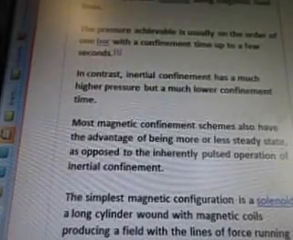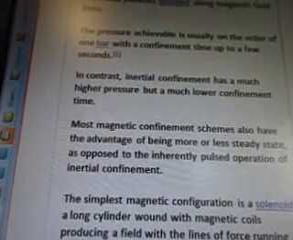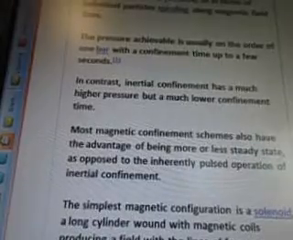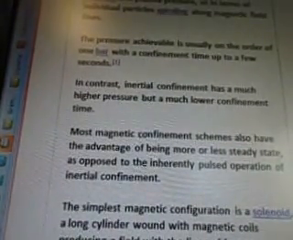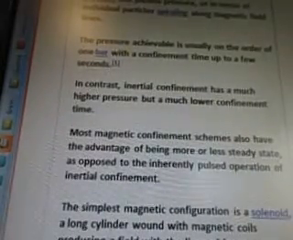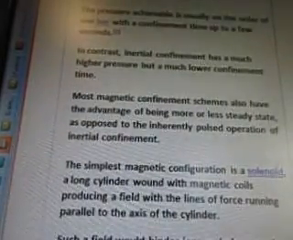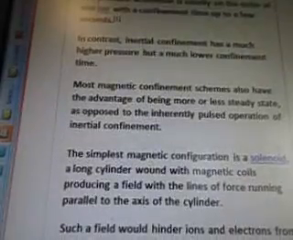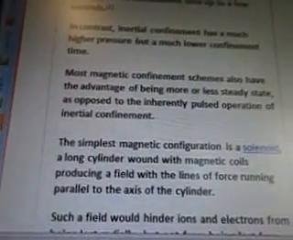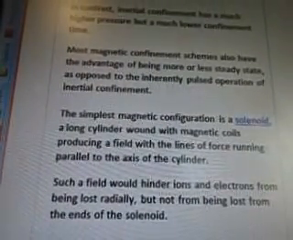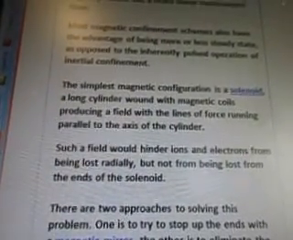So according to this, you've only been able to confine your energies for a few seconds, and you've only been able to do your particles for a few seconds. And the whole point of this exercise or research is to find a way to make them last longer so we can study them better. Okay? So in contrast, inertial confinement has a much higher pressure but a much lower confinement time. Most magnetic confinement schemes also have the advantage of being more or less steady state, as opposed to the inherently pulsed operation of inertial confinement.